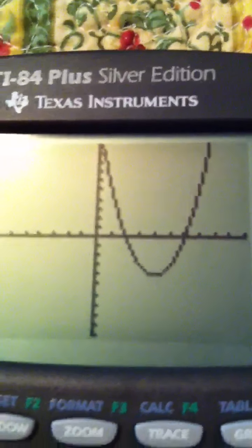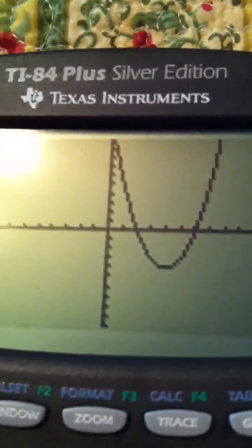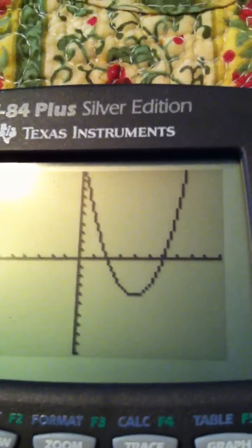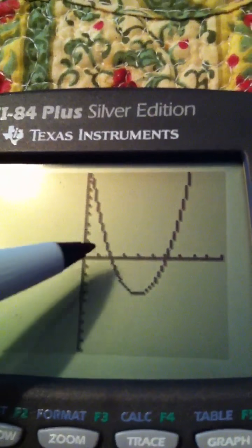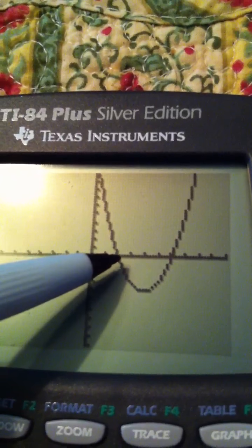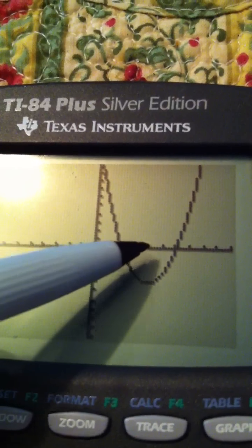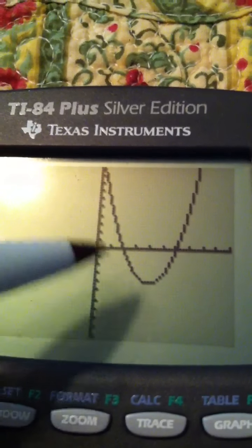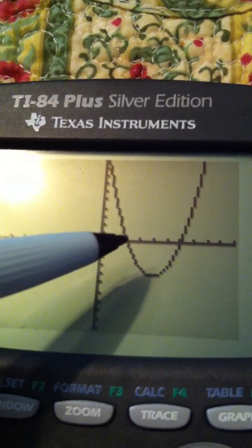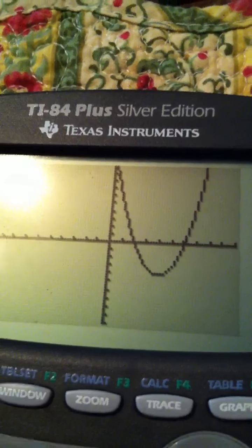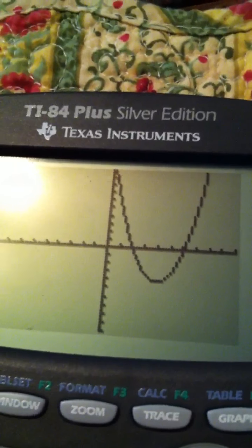And what I want you to notice, okay, where does that graph cross the x-axis? In other words, where are its zeros? Well, one of them would be at the x value of 2. And then 3, 4, 5, 6. Okay, so this parabola crosses the x-axis twice. Once at 2 and once at 6. Those are the answers to my original equation.